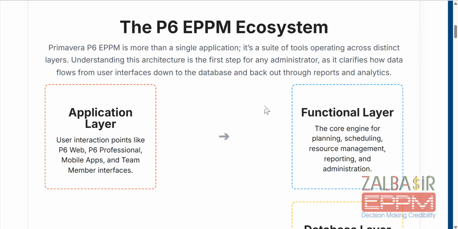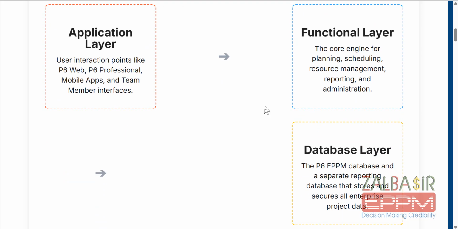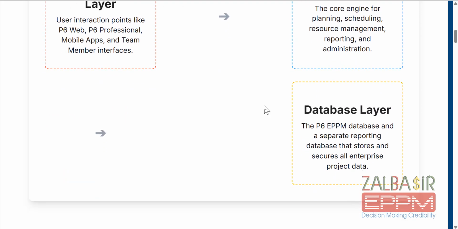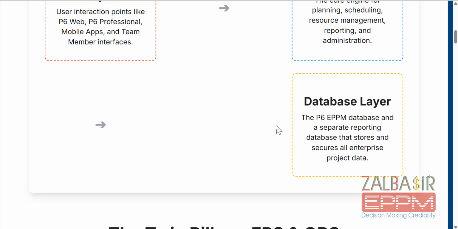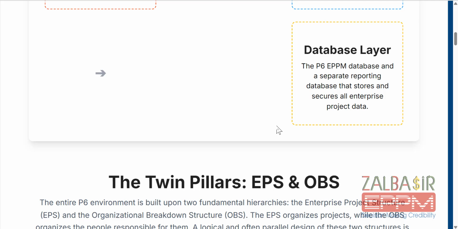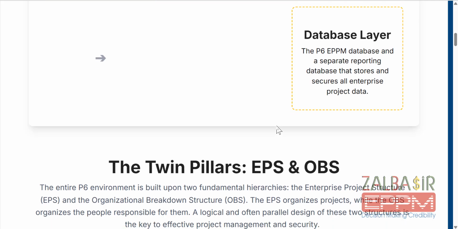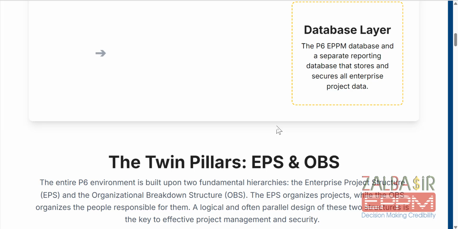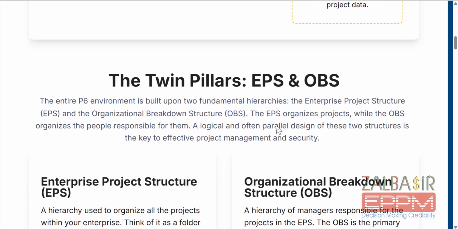Then you will have the database layer. Here is the background, the back end, where you store everything, the database. And it has every aspect of the enterprise project data, global data, and local data. That's very important to understand. And of course, we can access this database from different software, so we can manage reporting and manage the database itself without going to the app or to the web.